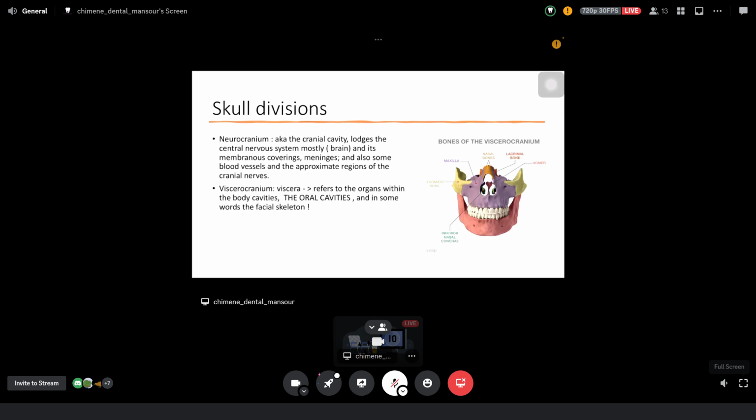For the visceral cranium, viscera means organs. Those organs are covered by some body cavities, like we have seen previously in the GIT tract, in the previous lecture. Here we talk about the organs of the head. In the visceral cranium, what we are involved with are the facial bones, which are shown in this picture that I've uploaded for you.